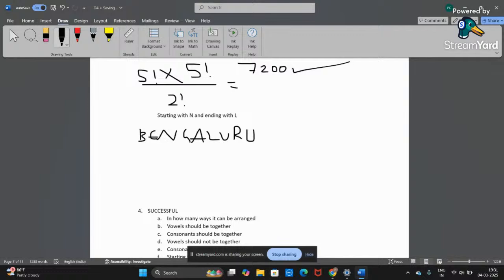Nine letters are there. Okay. Starting should be N, so let's keep it as constant, and ending should be L. What are the remaining letters? Leave the starting and ending letters. Remaining are 7 alphabets, right?